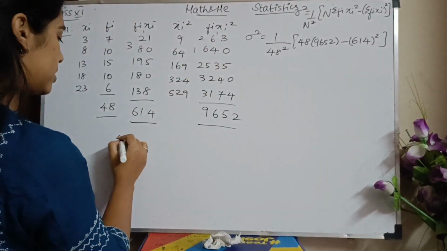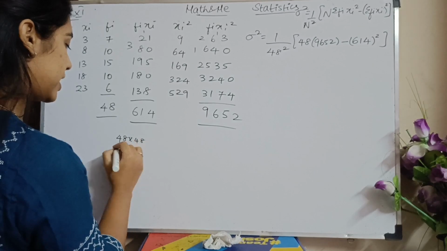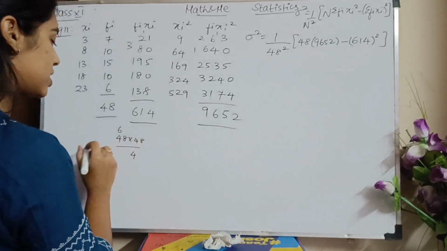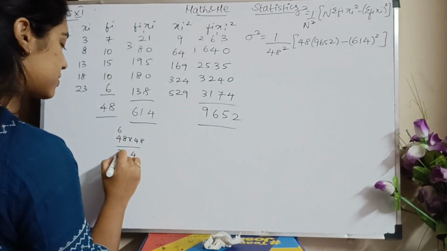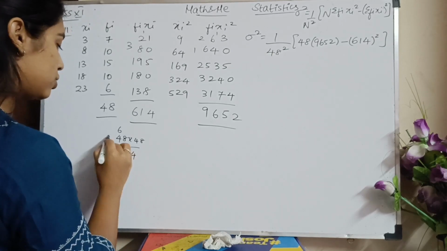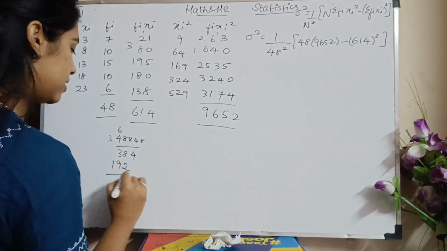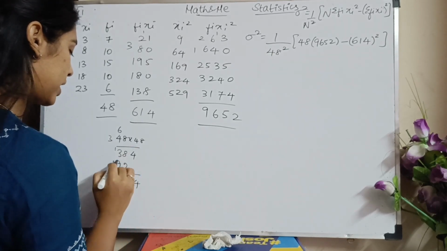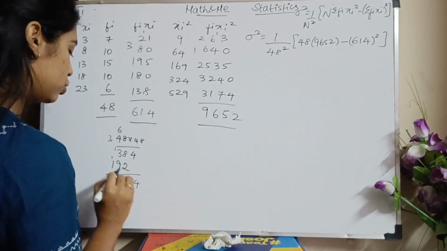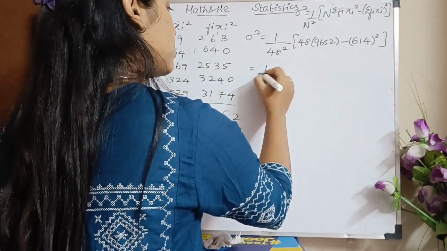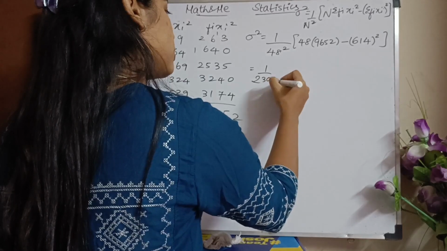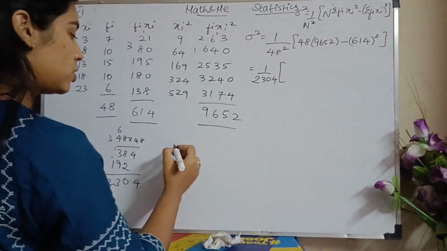So let me do each and every calculation. What is my 48 square? 48 into 48. 8 8s are 64. 6 8 4s are 32, 33, 34, 35, 36, 37, 38. 8 4s are 32, 3 4 4s are 16, 17, 18, 19. So 4, 10, 1, 9, 10, 13, 1, 2. So 2, 3, 0, 4. So I'll have 1 by 2304 times 48 into 9652.